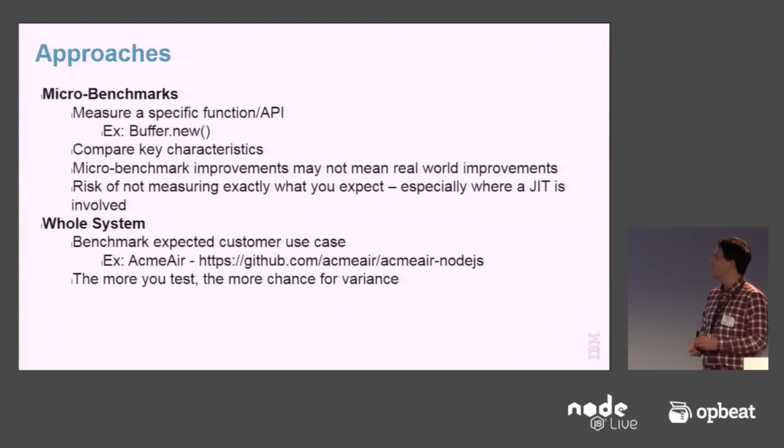The disadvantage is the more things that you're doing within your benchmark, you introduce more room for variance. So there's a good chance that you might get really consistent micro-benchmark results, but when you go and do lots of these micro-benchmarks in a whole world system, you may find that the variance between your different runs increases quite a bit.